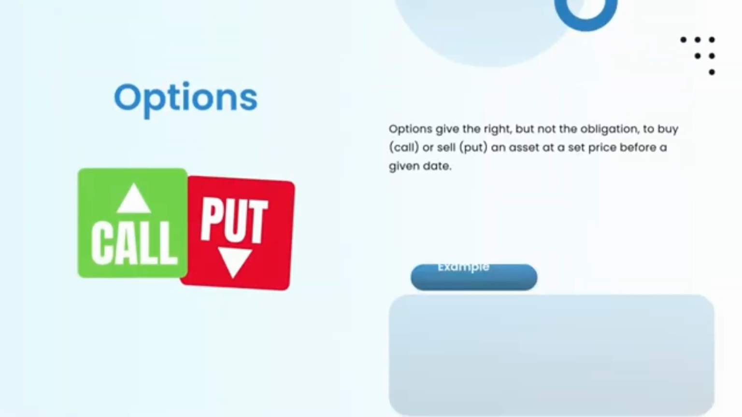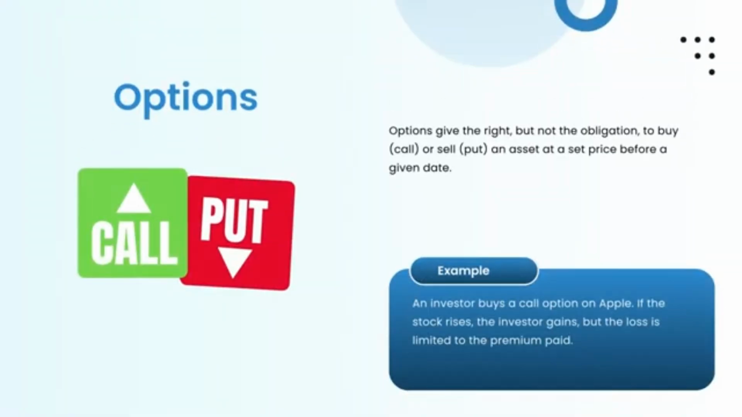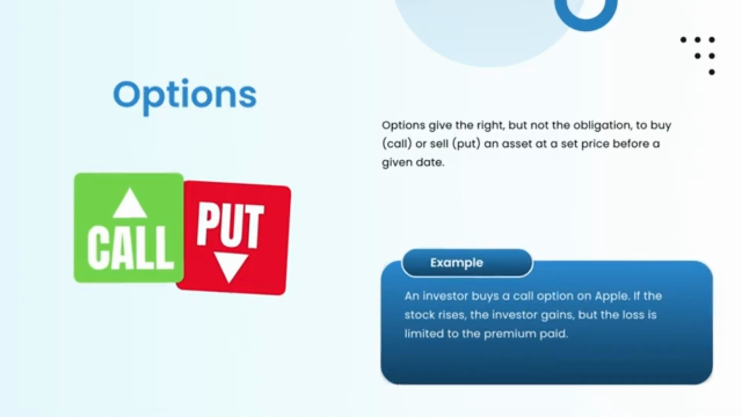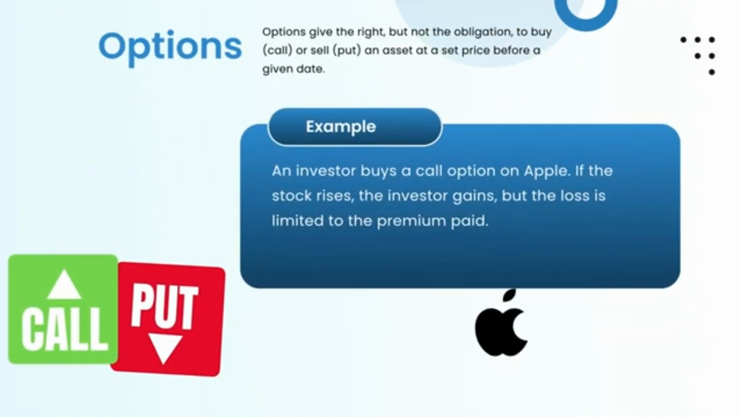3. Options. Flexibility with defined risk. Options give the right, but not the obligation, to buy (call) or sell (put) an asset at a set price before a given date. Example: an investor buys a call option on Apple. If the stock rises, the investor gains, but the loss is limited to the premium paid.